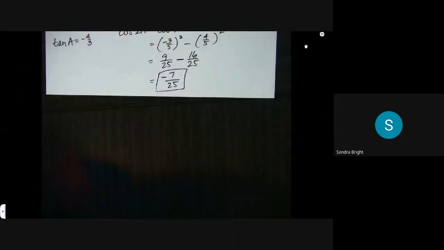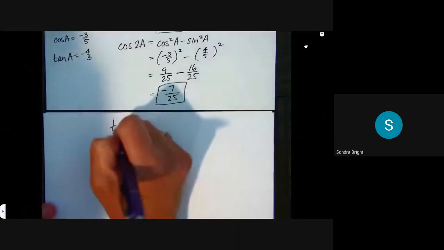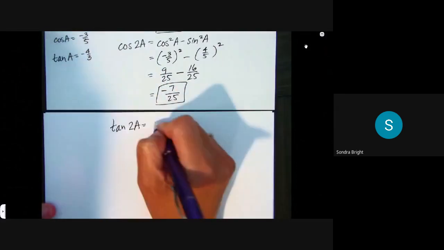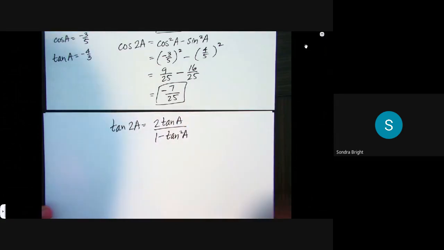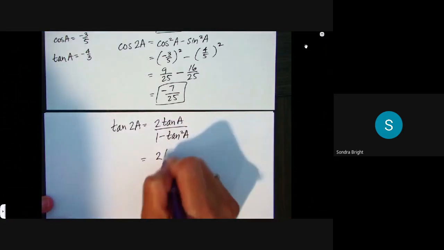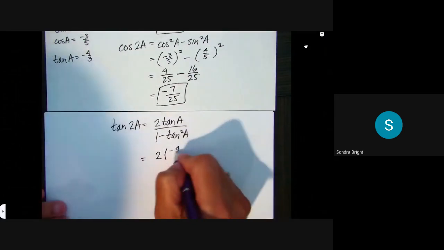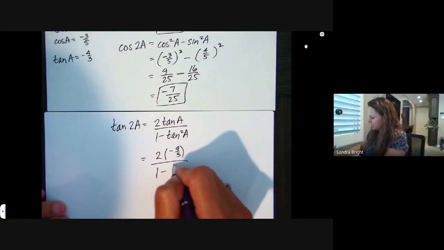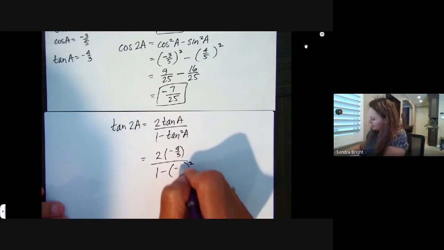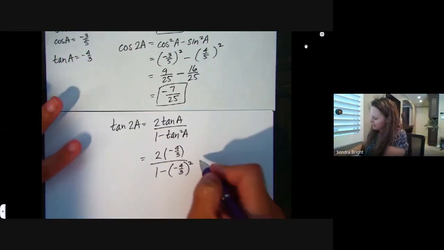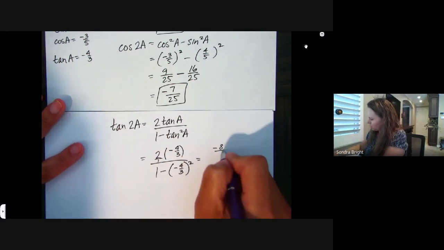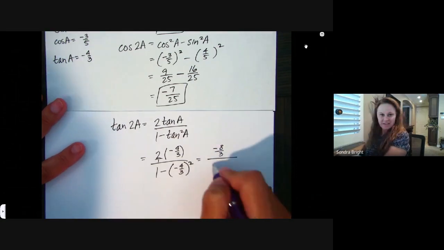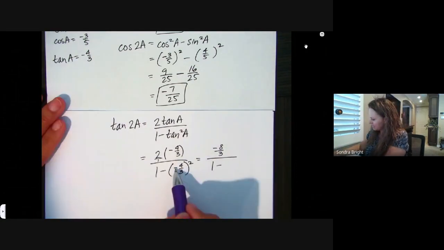And so tangent of 2A is 2 times tangent of A all over 1 minus tangent squared. Okay, so that's 2 times, we figured out tangent of A was negative 4/3, all over 1 minus tangent of A squared, and that was negative 4/3. Well, that becomes, this is like 2 over 1, so this is a negative 8 over 3 over 1 minus, when you square that negative, it is positive, so that's a positive 16 over 9.